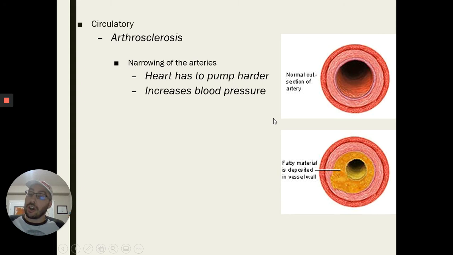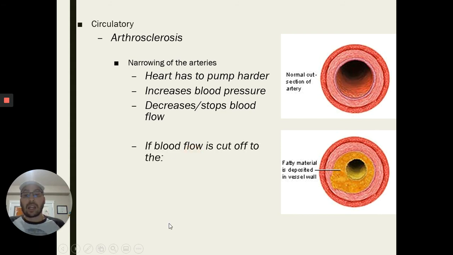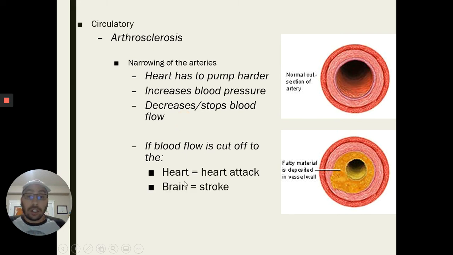High blood pressure, not very good. Your heart has to work a lot harder. It could also potentially decrease or stop blood flow if it gets really, really bad. If blood flow is cut off to the heart, you end up getting a heart attack. If the blood flow gets cut off to the brain, you could potentially have strokes. Both of those could be fatal.